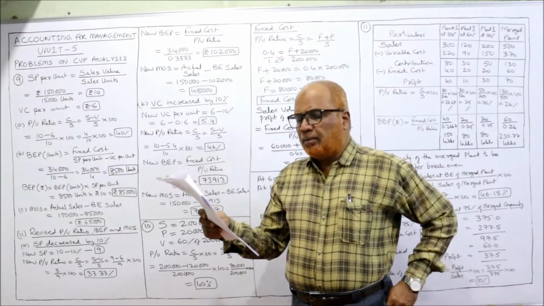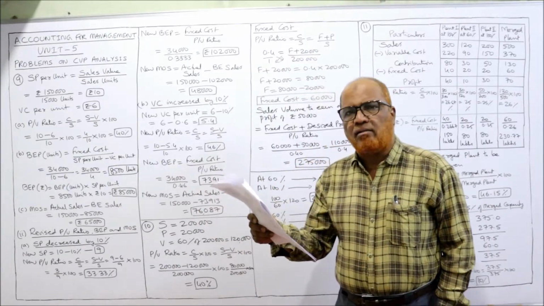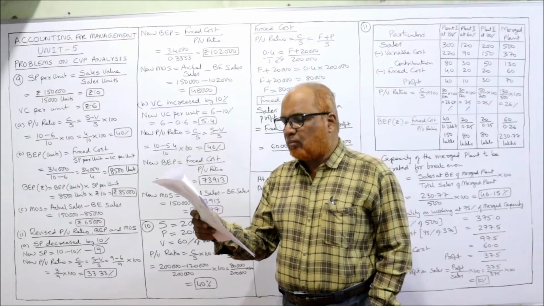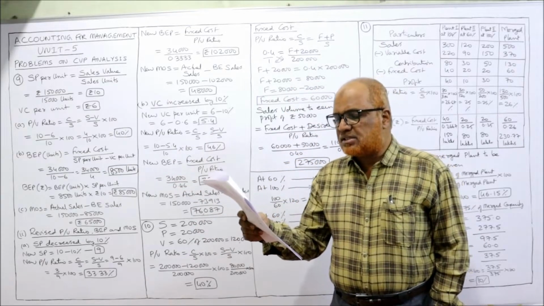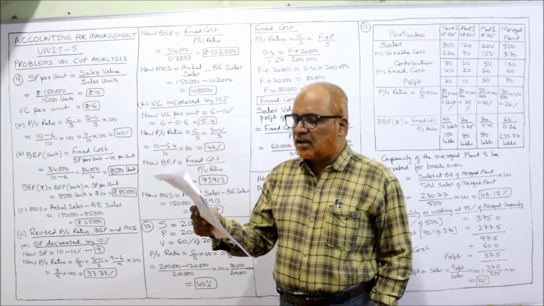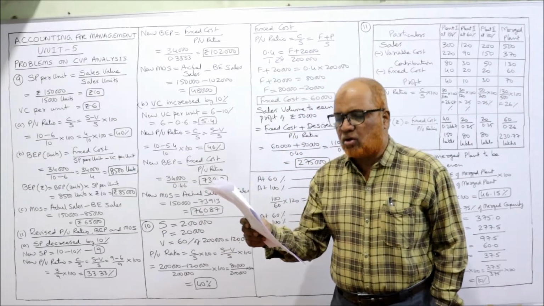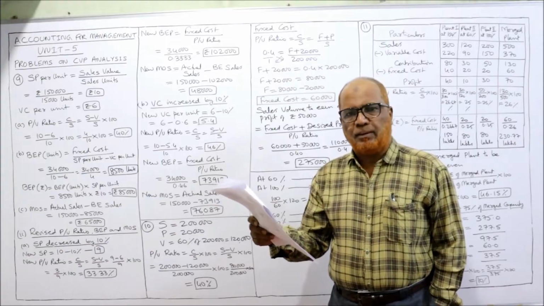So first question, calculate PV ratio, BP and MOS. Second question, calculate the revised PV ratio, BP and MOS in each of the following cases. First case, a decrease of 10% in selling price. Second, an increase of 10% in variable cost. One by one, we will attempt.